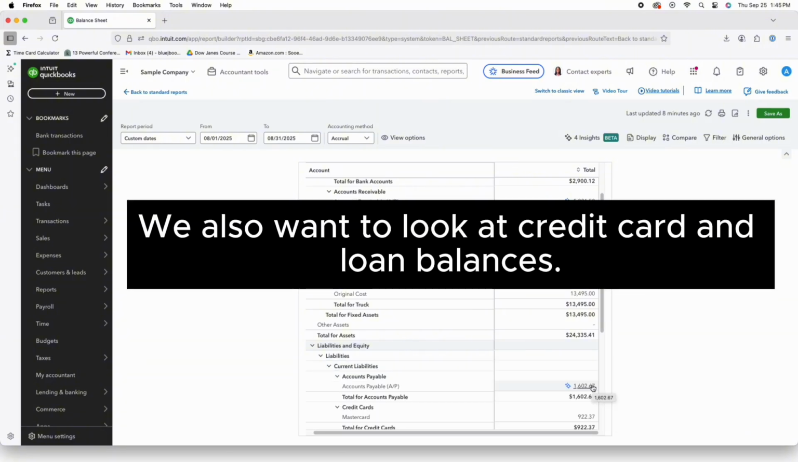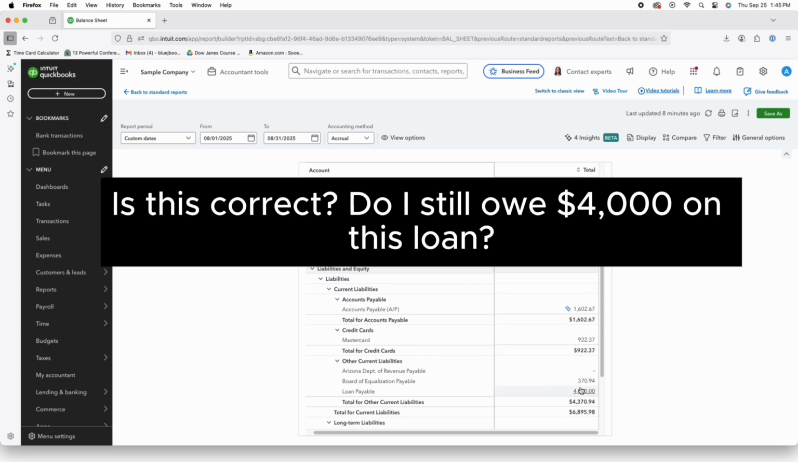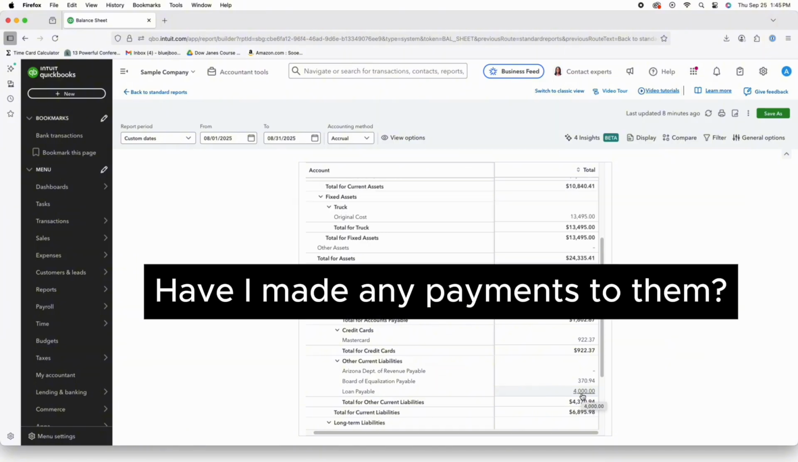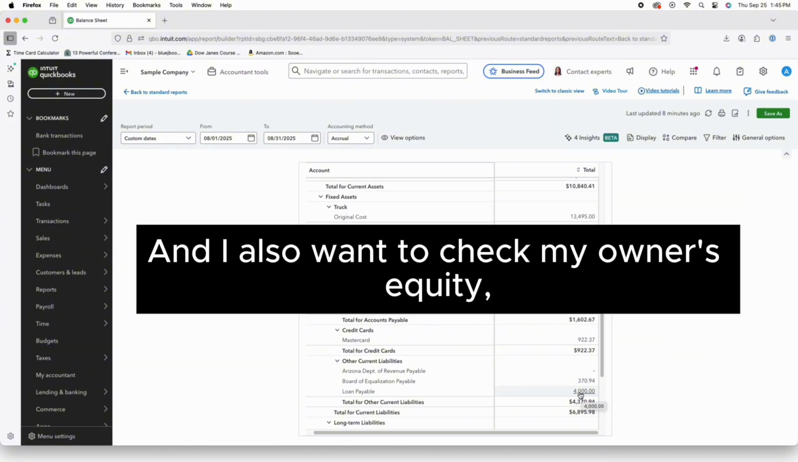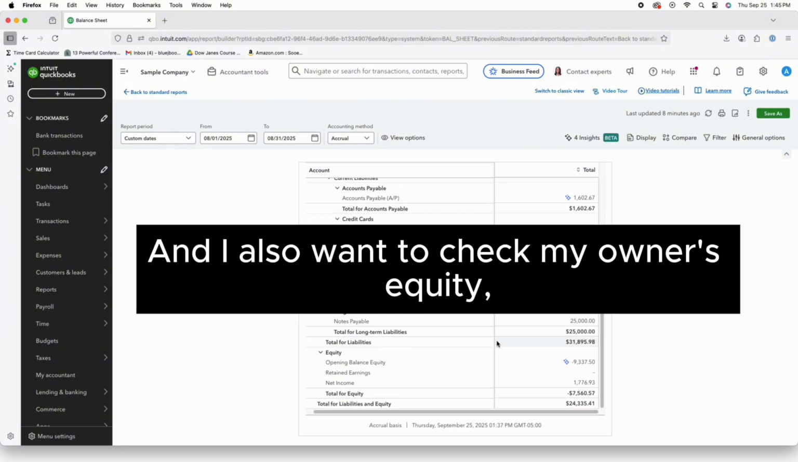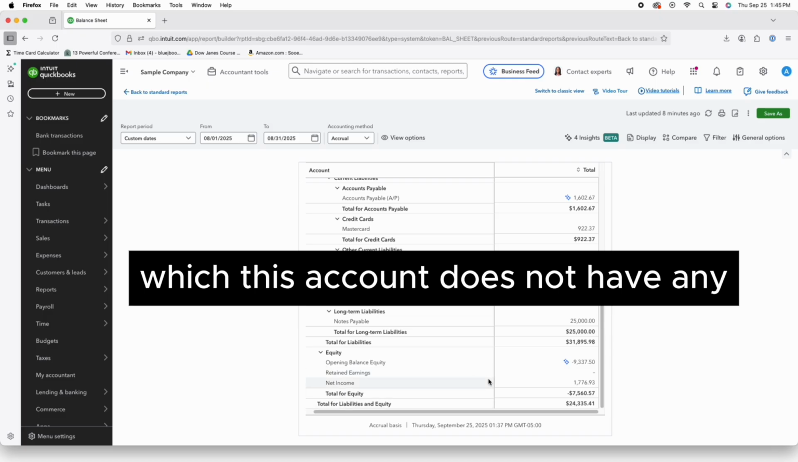We also want to look at credit card and loan balances. Is this correct? Do I still owe $4,000 on this loan? Have I made any payments to them? And I also want to check my owner's equity, which this account does not have any.